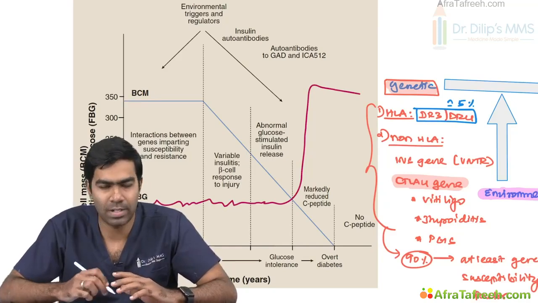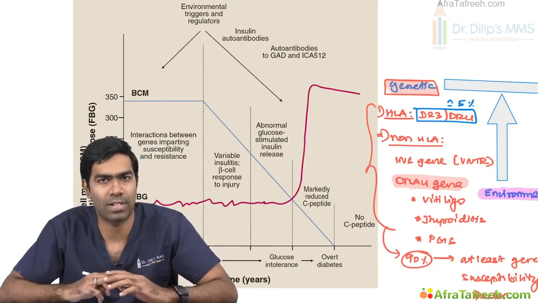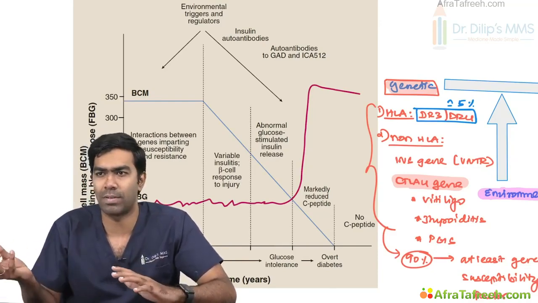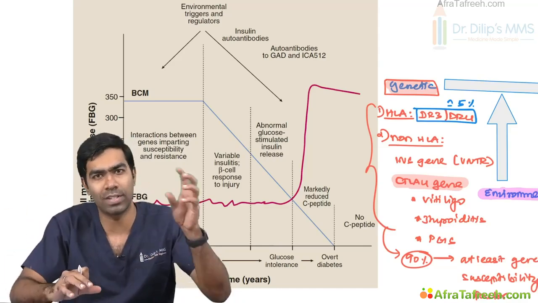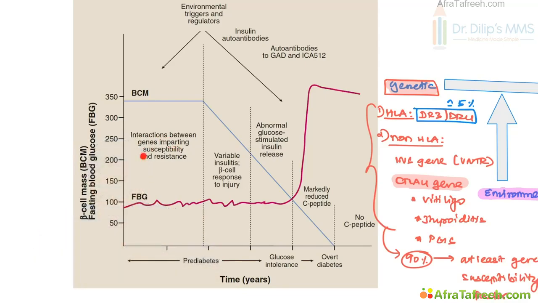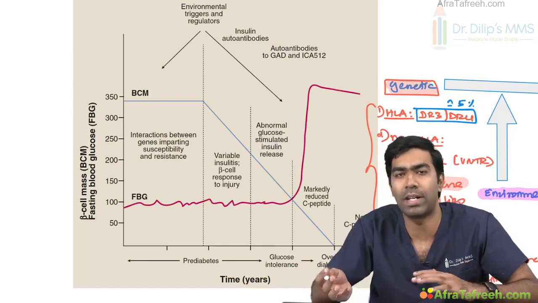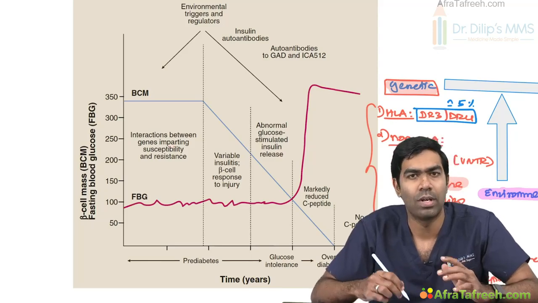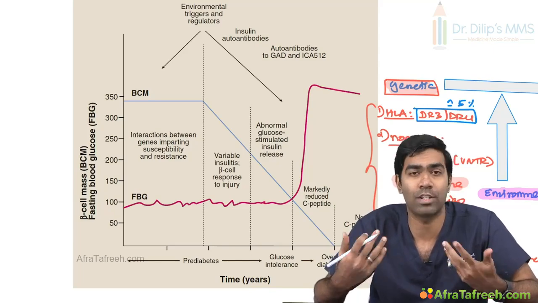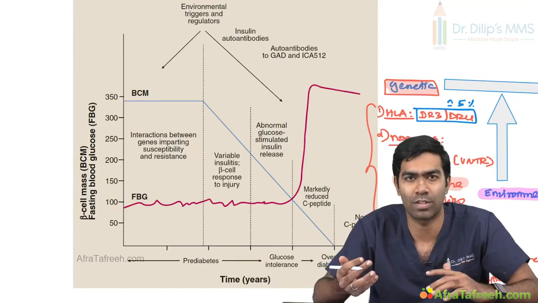So in the graph, the BCM stands for the beta cell mass, the FPG stands for the fasting blood glucose. Initially, there will be certain genes that are fighting with each other. One is giving the susceptibility, one is giving the resistance against destruction. So there will be interactions between genes that impart susceptibility as well as resistance. But ultimately, patients who are having the genetic factors which I have told already, like DR3, DR4, will be having susceptibility more than resistance. So they're going to get that immune tolerance and breakage of immune tolerance over a period of time, which results in destruction of the beta cells.